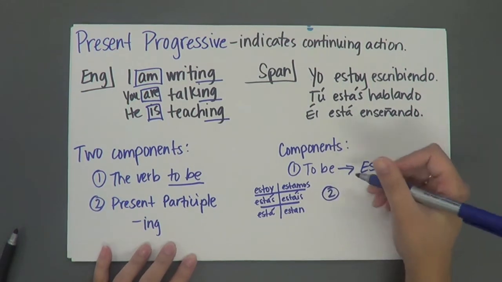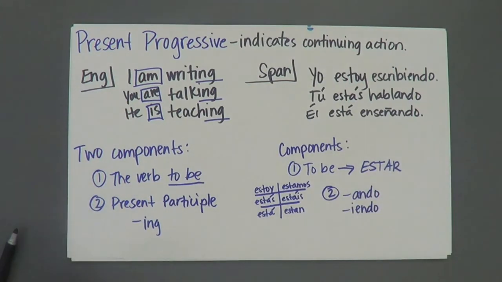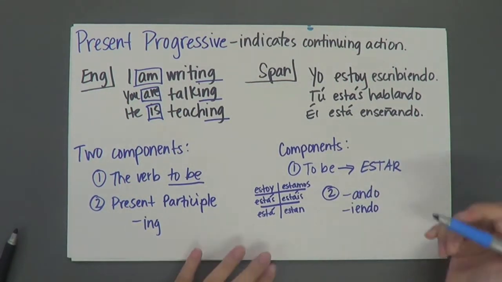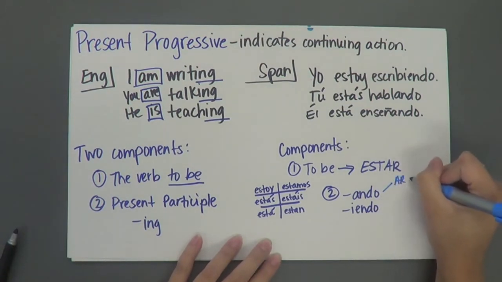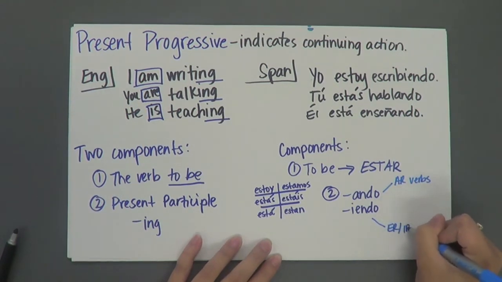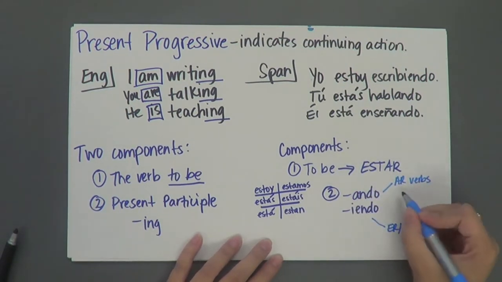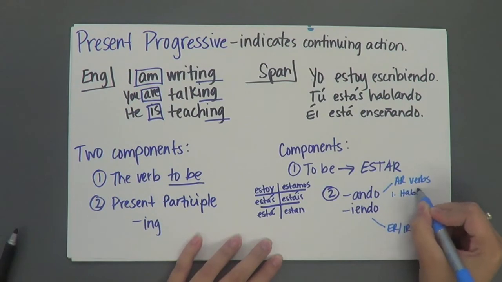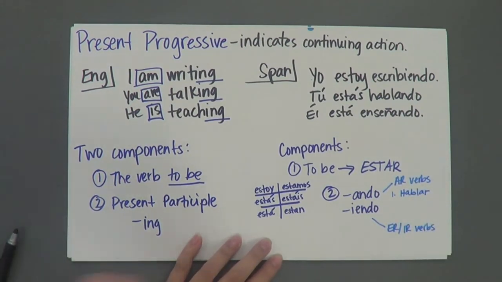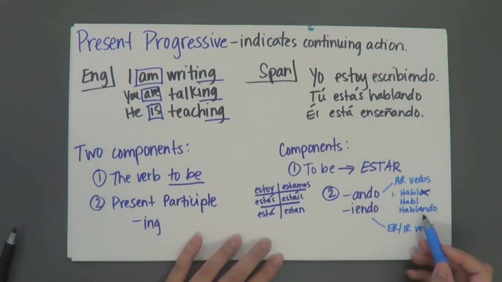The second component is going to be ando and yendo. This is the ing form of the verb. So ando is going to be strictly for AR verbs. And then yendo is going to be for ER or IR verbs. Now, in order to conjugate with the present participle, you're going to take your verb. So we'll take hablar because it's easy. You drop the AR ending. So then you're left with the stem. So it's going to be habla. And then you would add the ando, hablando. And you would have the present participle.